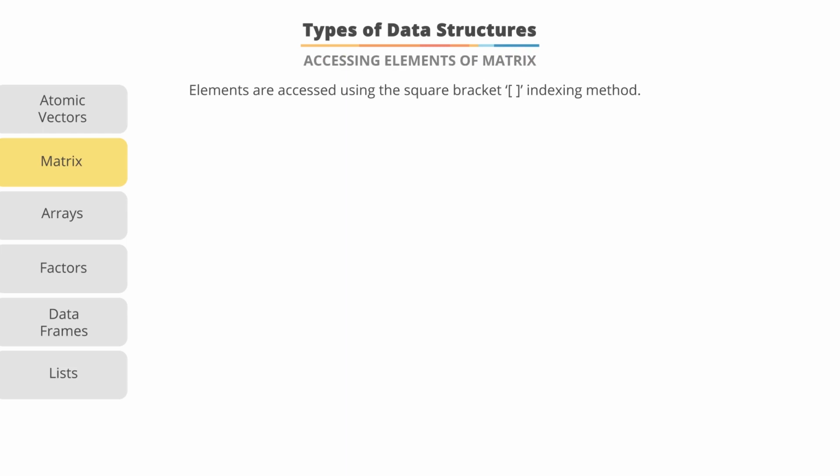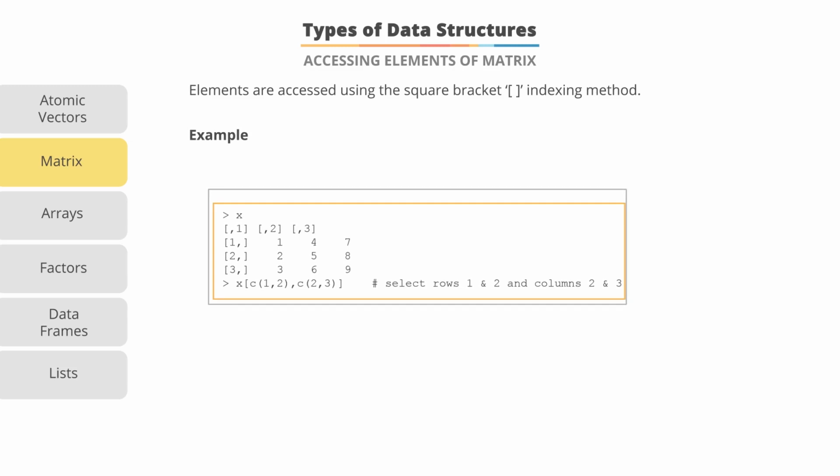And again, when we're wanting to access elements, they're accessed using the square bracket indexing. So in this case, we're looking at c(1,2) and c(2,3). So rows are first, so we're selecting rows 1 and 2, which would include 1, 4, 7, 2, 5, and 8. And columns 2 and 3, 4, 5, 6, and 7, 8, 9. And when we bring those together, that would produce the output of 4, 5, 6, and 7, 8.